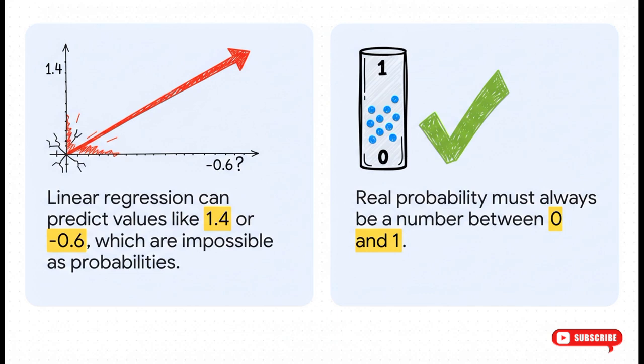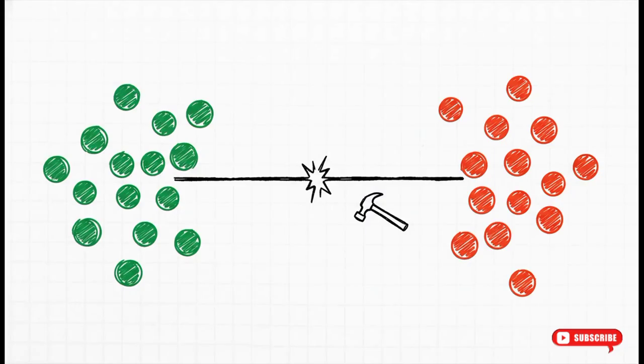Or even worse, it might predict negative 0.6. A negative probability? That's just impossible. It doesn't make any sense. So here's the bottom line. A simple, straight line just completely breaks when you try to apply it to a yes-no problem. It gives us answers that are pure nonsense in the real world. We need a smarter tool, something built for this exact job.